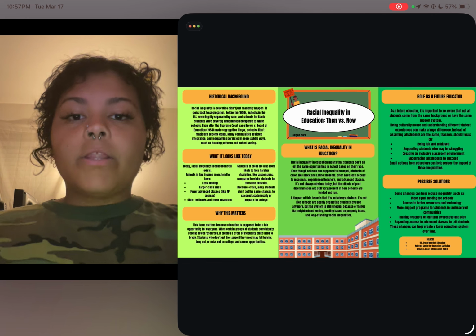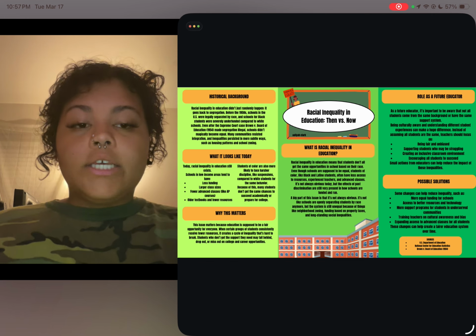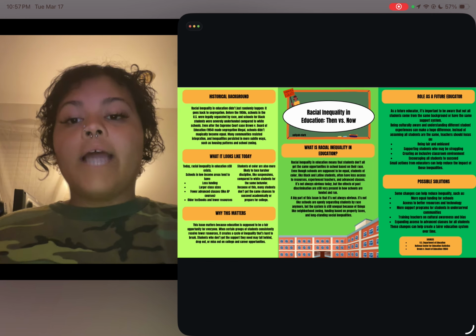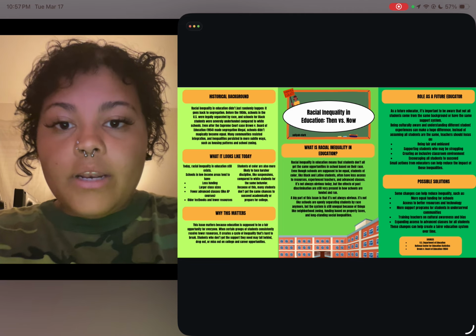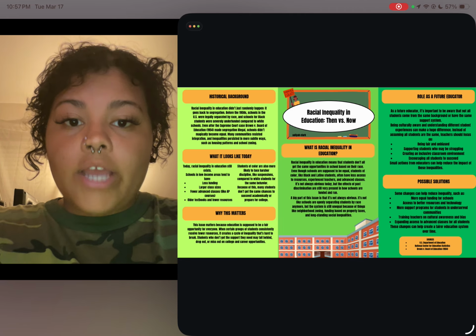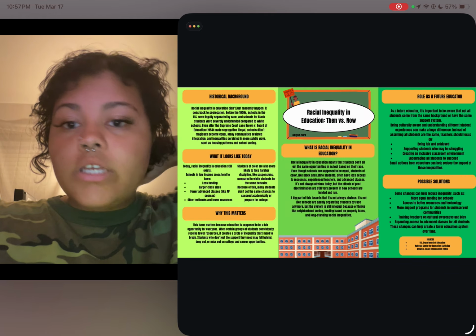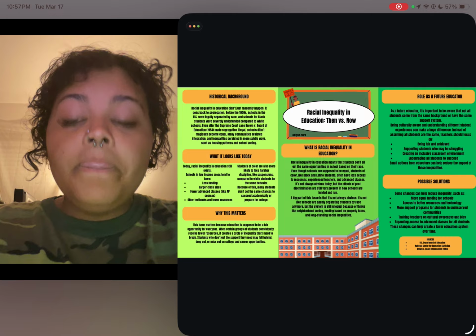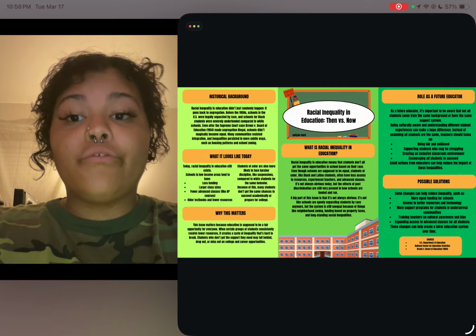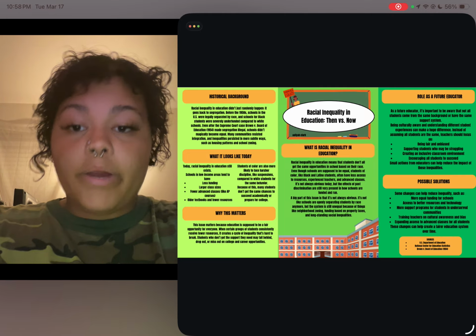Now we're going to talk about the historical background since we are comparing then versus now. Racial inequality in education didn't just randomly happen. This dates back to segregation. Before the 1950s, schools in the United States were legally separated by race, and schools for Black students were severely underfunded compared to white schools.